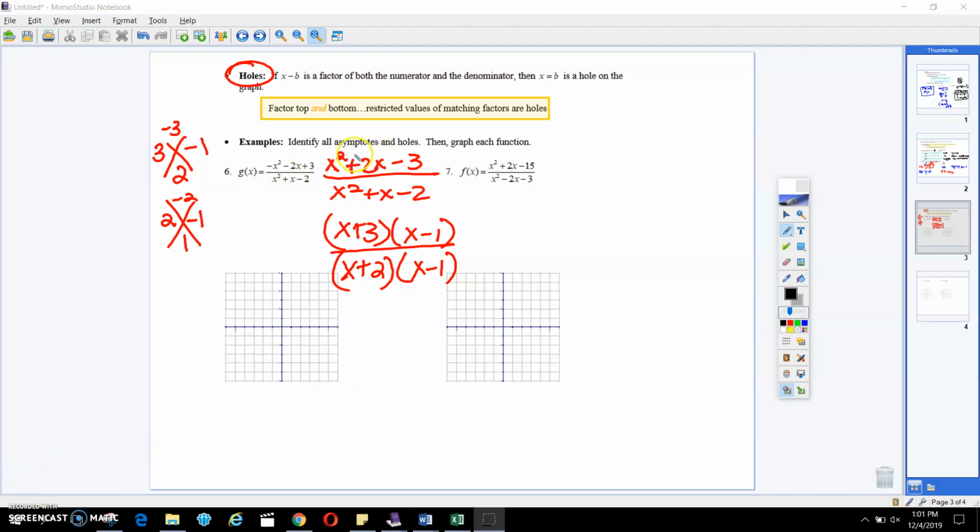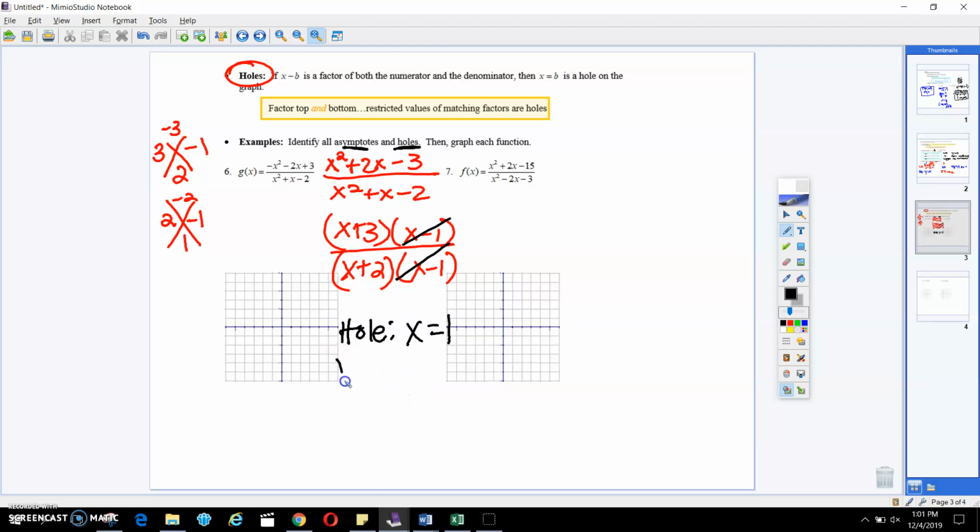We want to identify all the asymptotes, and we want to identify the holes. Okay, so the first thing that you're going to notice is that you can cancel stuff out in the top and the bottom, right? This x minus 1, you can cancel it out in the top and the bottom. That's going to be your hole for this guy. So this is going to be x equals 1. Okay? A hole is something you cancel out.